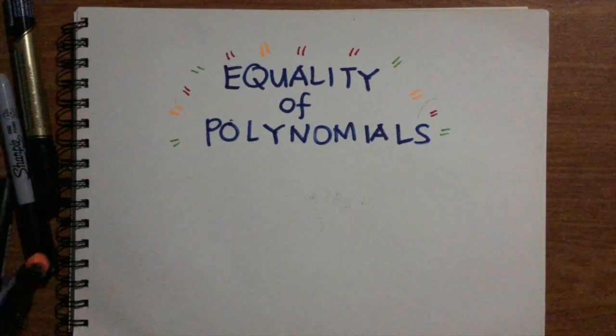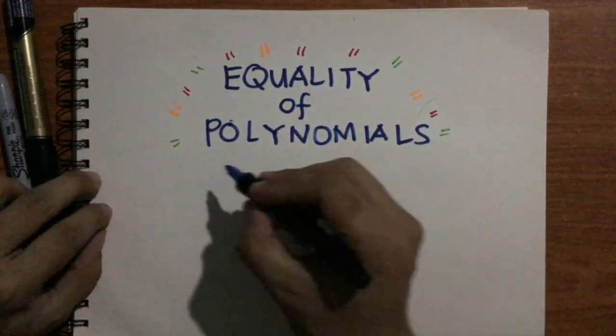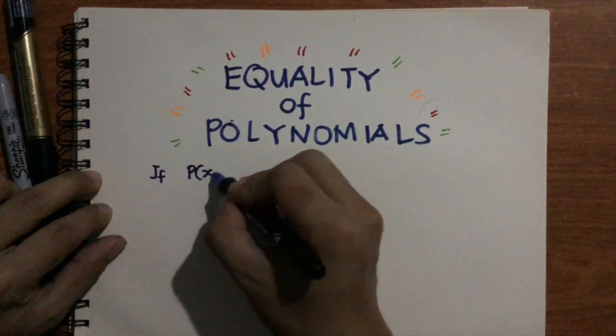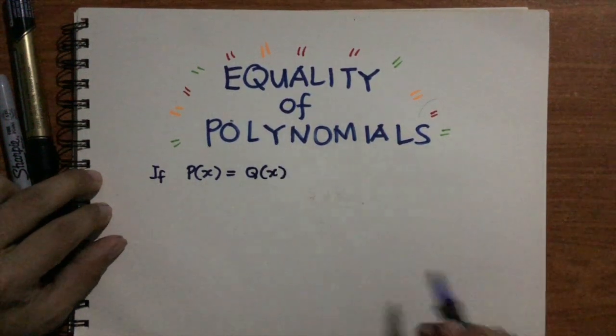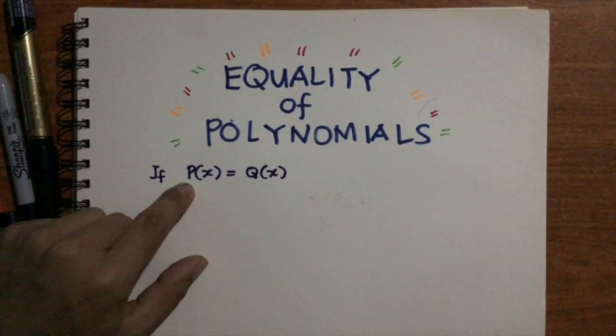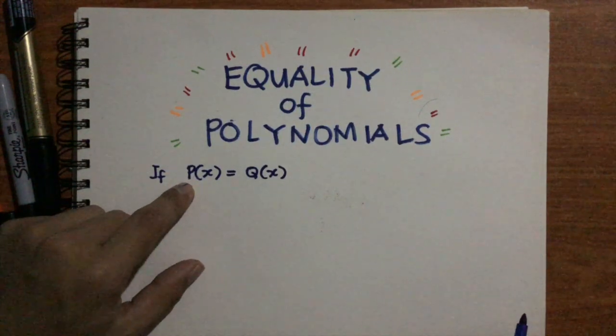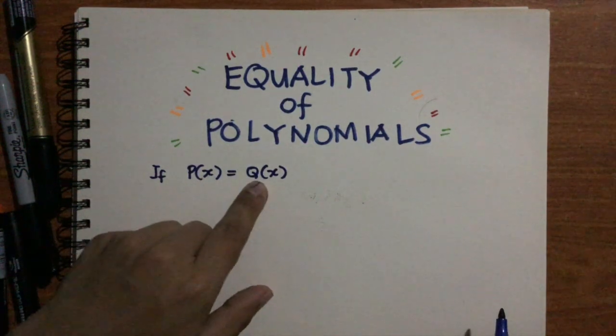Today we will be learning about equality of polynomials. What do you mean by equality of polynomials? Equality of polynomials states that if a polynomial function is equal to another polynomial function, then all the coefficients of your p of x with corresponding variables with the same exponent as q of x are equal.